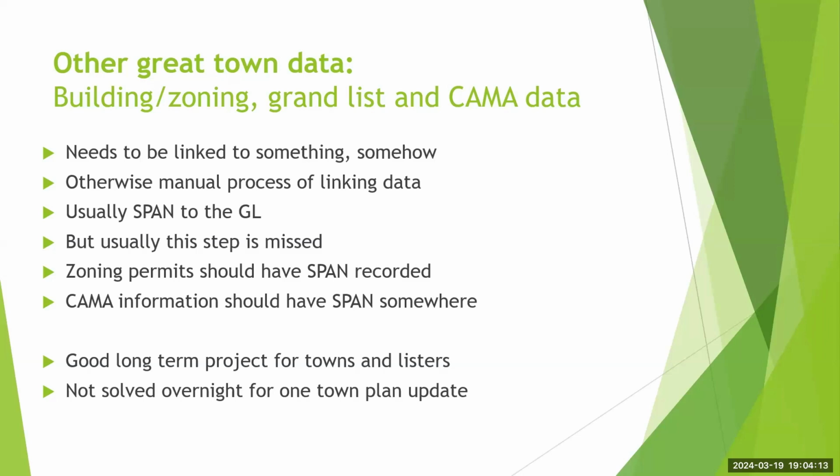The base level grand list data is available pretty easily nowadays through the state parcel viewer and other places. The more advanced data, like all the assessment data about each property, is there too. It's harder to get to because it's usually embedded in the town's CAMA system. That stands for Computer Assisted Mass Appraisal. Towns use different CAMA programs, which is the reason it can be hard to access, but it is there.